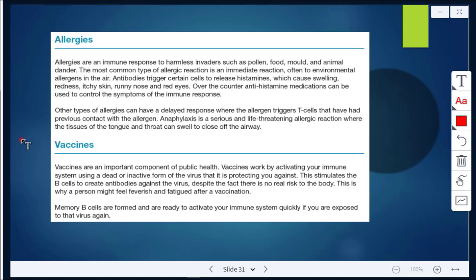Vaccines are an important component of public health. They work by activating the immune system using a dead or inactive form of the virus that it's protecting you against. It stimulates the B cells to create antibodies against the virus, despite the fact that there is no real risk to the body. So this is why a person might start to feel feverish and fatigued after a vaccination. Then memory B cells are formed, and they're ready to activate your immune system quickly if you do get exposed to that virus again.